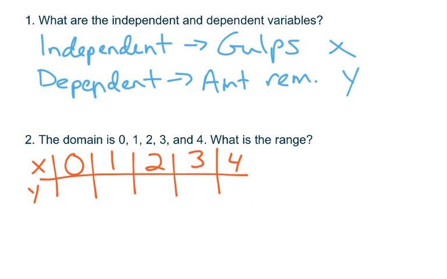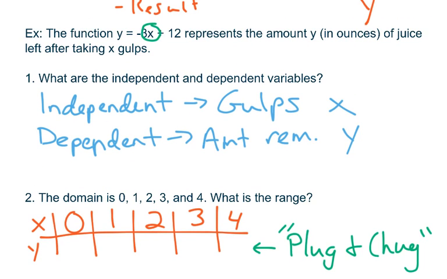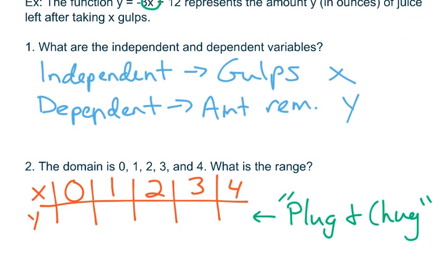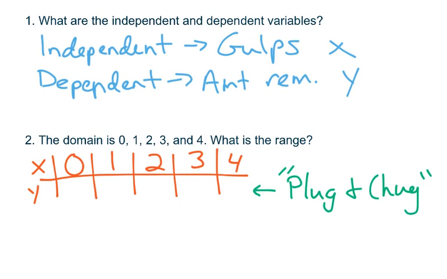Okay, how you do that is what I call plug and chug, to find those y values. We're going to take these x values, 0, 1, 2, 3, and 4, and we're going to put them back into our equation, or our function right there, negative 3x plus 12. Okay, so I'm going to rewrite that function just so I don't have to scroll back and forth. Y equals negative 3x plus 12.